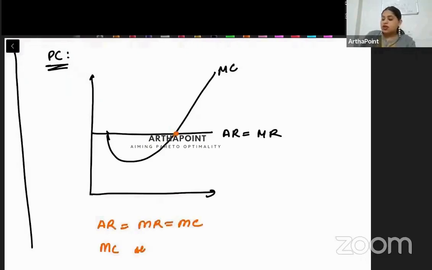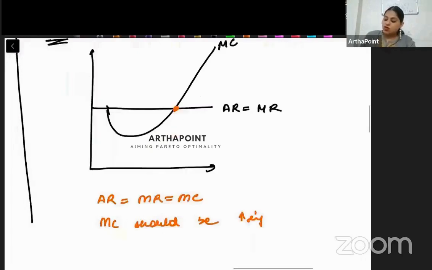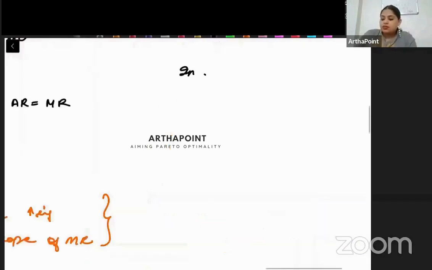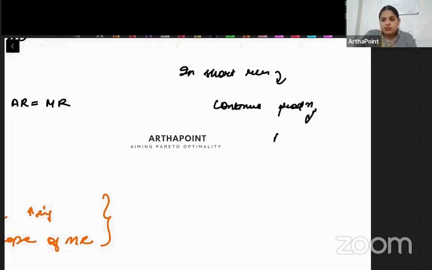and MC should be increasing. That means MC slope should be greater than slope of MR. These are the minimum conditions I require. Even if I don't cover the average cost in the short run, I will continue to produce if I cover the average variable cost. So beta, in short run, you will continue production if you cover AVC, right?